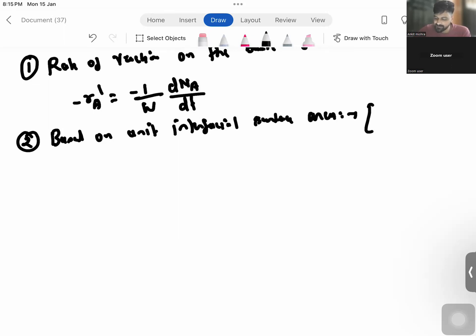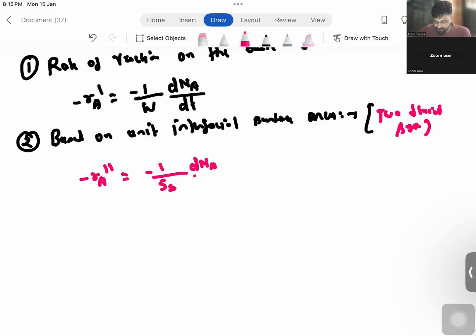So generally it occurs in two fluid systems, right? So here it will be denoted as minus Ra double dash, that is equal to 1 upon Ss, and obviously dNA by dt. Now here what happens, your volume is getting replaced by Ss, that is the surface area of the catalyst. So here you can see Ss is your surface area of solid, right?